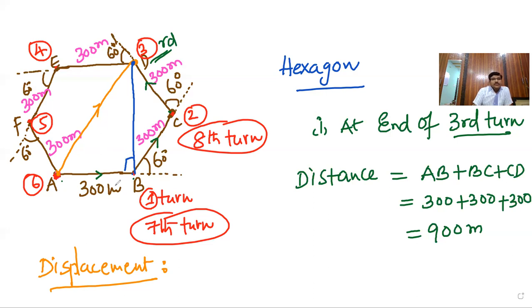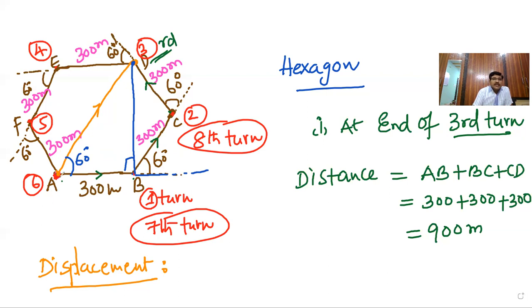Now observe. BC is parallel to AD. When BC is parallel to AD, whatever angle BC makes with the dotted horizontal line, 60 degrees, the same angle AD also makes. So AD also makes 60 degrees with the horizontal. ABD is a right angle triangle, and this angle is equal to this angle, 60.